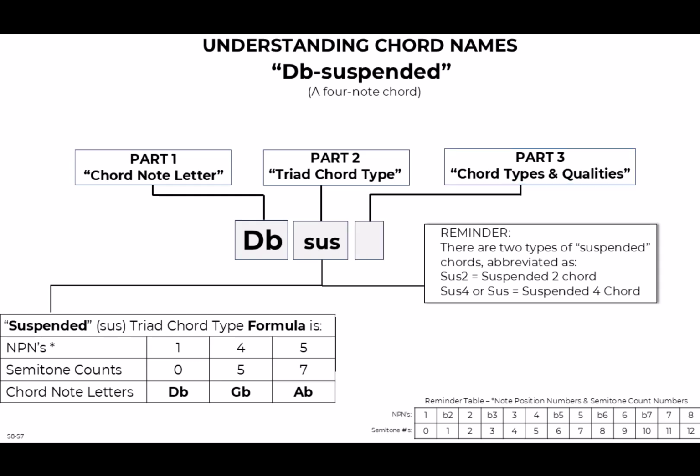Now converting, we see that the first note letter is a D-flat note, the 0 count, the 5 semitone count is a G-flat note, and the 7 semitone count is an A-flat note. Thus, a D-flat suspended 4 chord is formed with the notes D-flat, G-flat, and A-flat, no matter what octave I want to play them in. No exceptions, and they never change. It's that simple. Sound familiar?